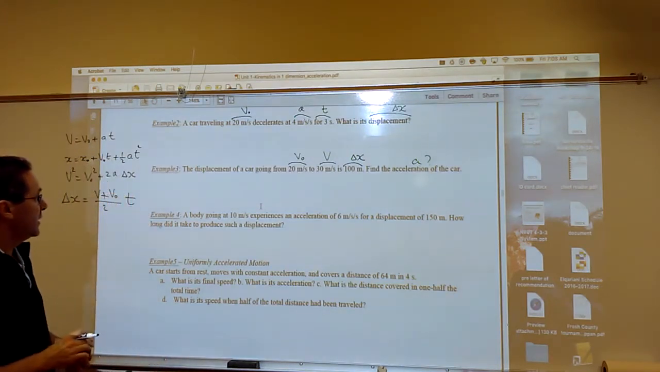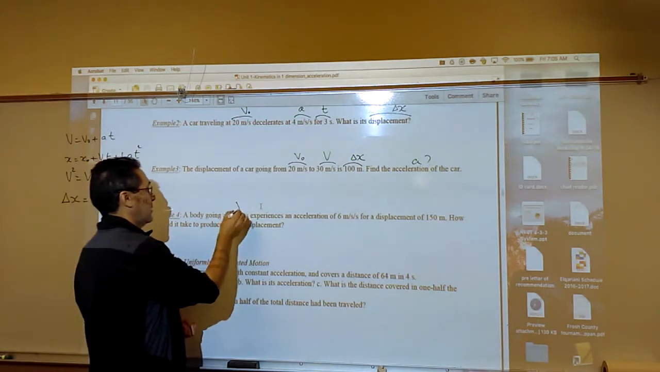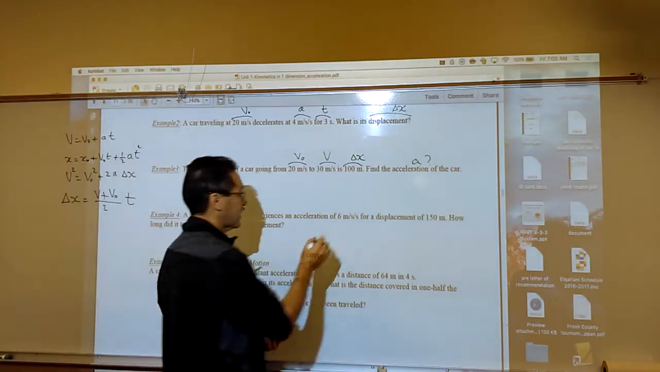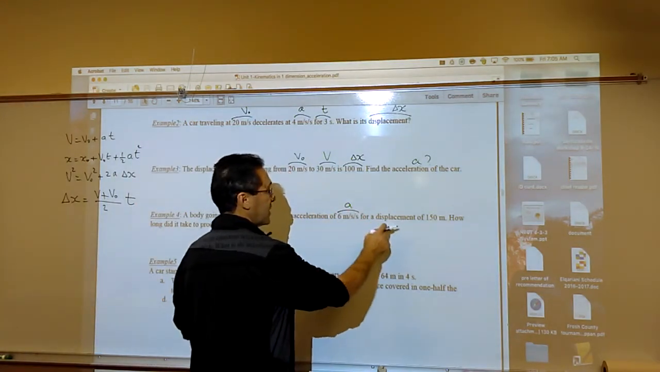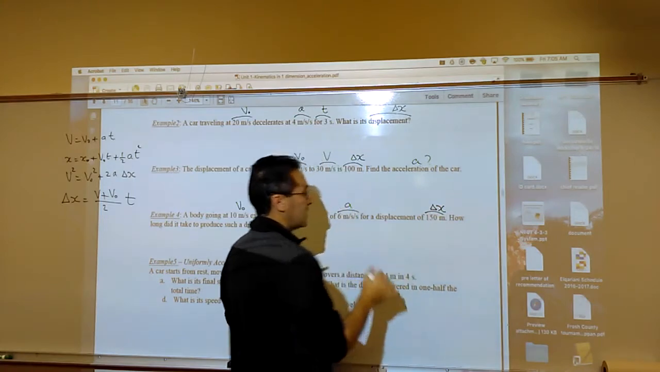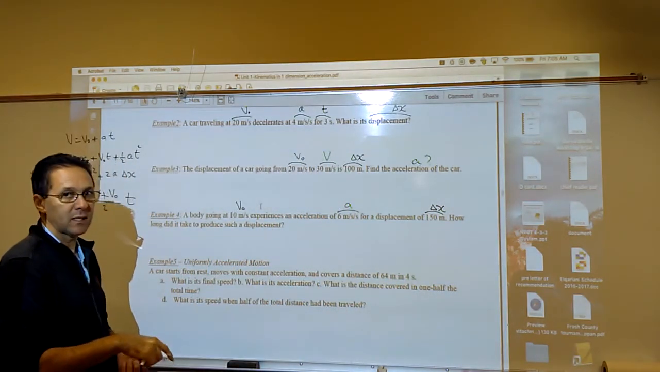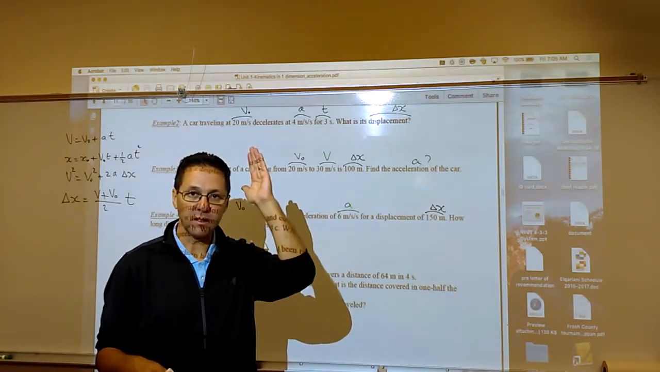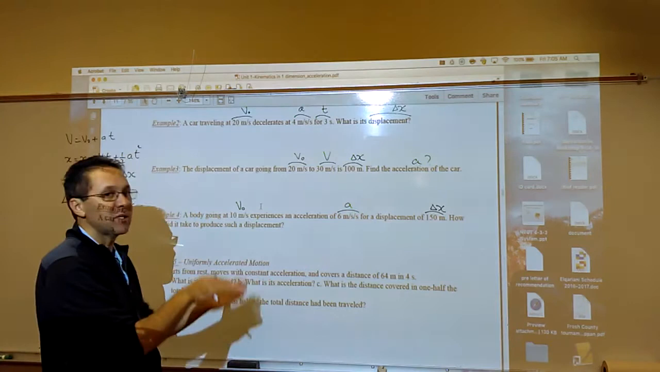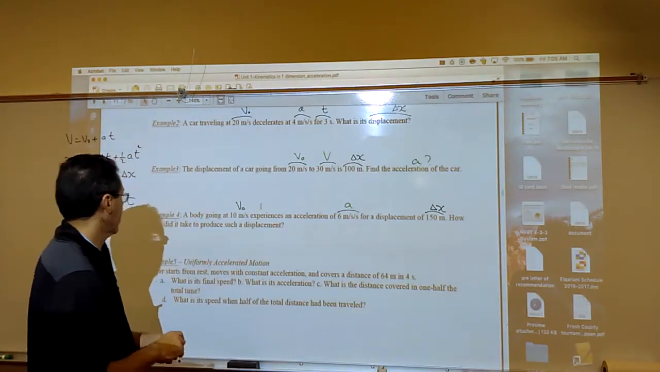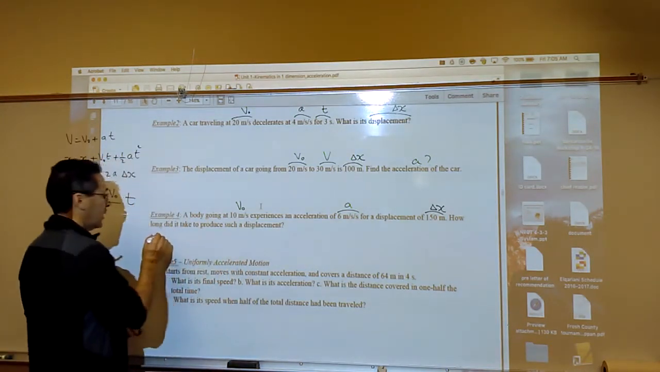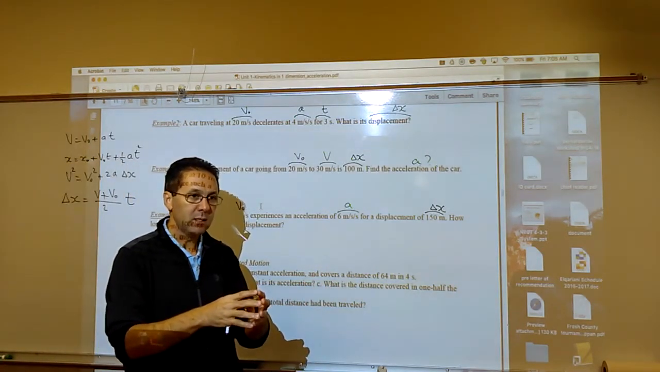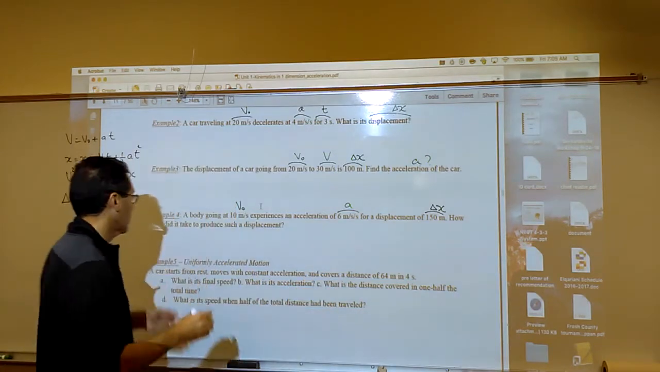Example 4. A body going at 10 meters per second, so that's my initial, experiences an acceleration of 6 meters per second squared for a displacement of 100 meters. The displacement is not x, but it's delta x. But a lot of times what do we do? We choose our origin, our x0, to be 0. So the displacement and the position are equal. How long? Now, a lot of times people confuse how long with distance, but how long means how much time. It's time, it's not a distance. So we're looking for time here.